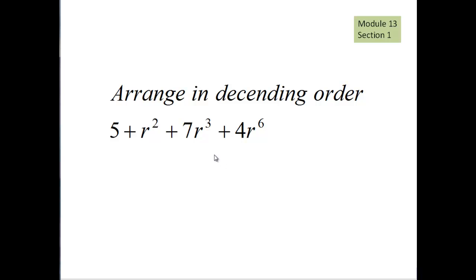Okay, suppose we arrange this in descending order. Again, 5 is a term, r squared is a term. These are all separate terms. There are 4 of them. Descending order, 6th is the biggest, so it'll be 4 to the 6th. And then 7r to the 3rd, r squared, and then 5 doesn't have a power. It's actually a 0 power, so it comes last.